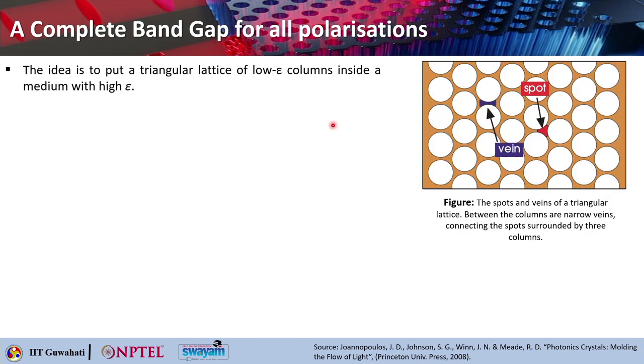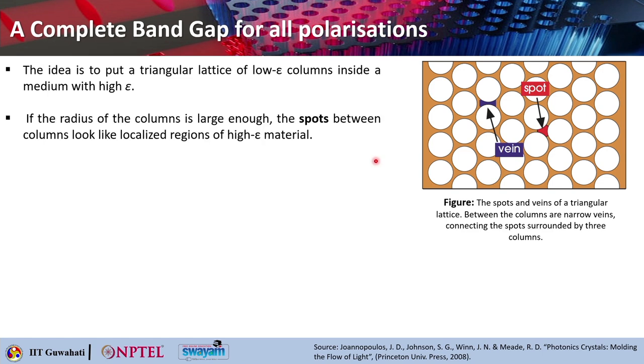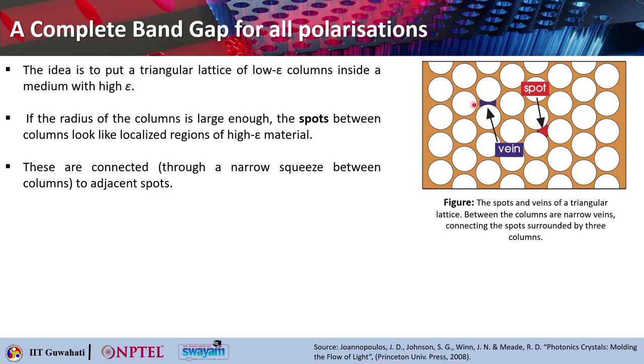So how does this structure work? The idea here is to put a triangular lattice of low permittivity columns inside a medium of high permittivity. If the radius of the columns is large enough, then the spots between the columns will look like localized regions of high permittivity material. So you can imagine them as kind of dielectric columns, if these are very large. And what are these vanes? These vanes are narrow squeezed paths which are connecting two of these spots. So you are basically trying to have both features, a column-like structure as well as vanes, together.